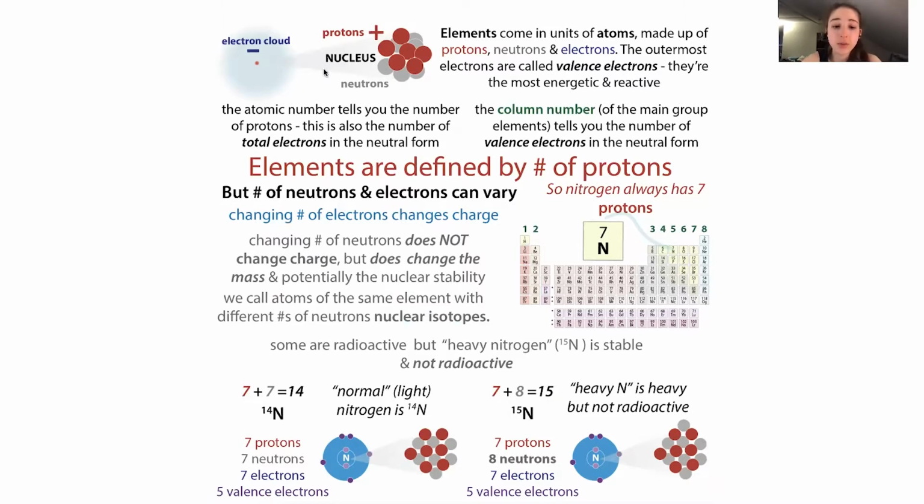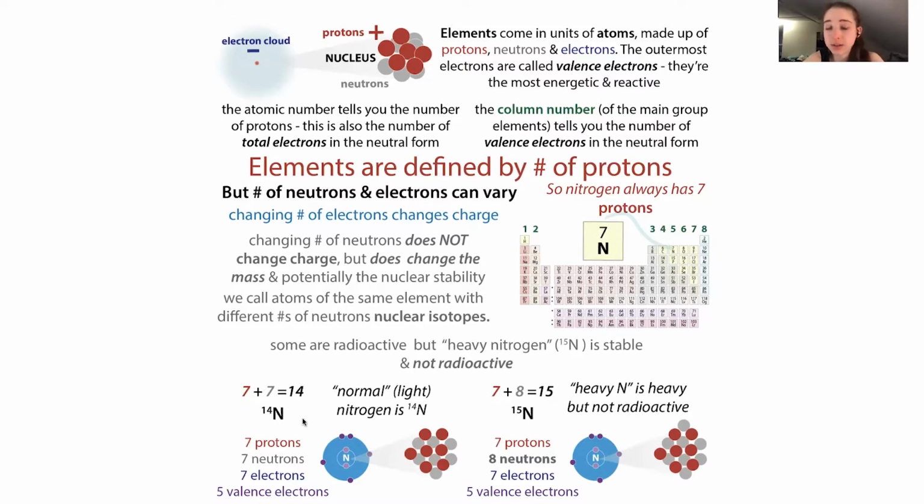So you can have different what we call nuclear isotopes of the same atom, where you have different numbers of neutrons. And these nuclear isotopes can be stable, so they can be heavy but not radioactive, or they can be unstable and be radioactive. With nitrogen, so like the nitrogen we normally think of, and the light nitrogen that's going to be referred to in this paper is going to be nitrogen 14. The 14 comes because it has 7 protons and 7 neutrons.